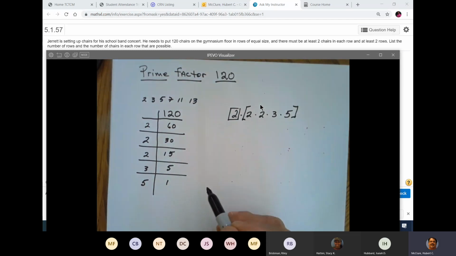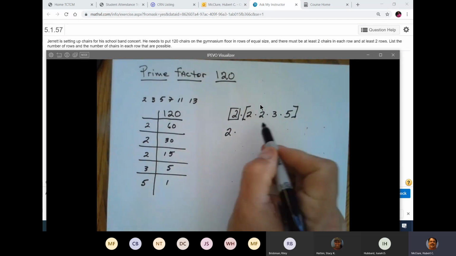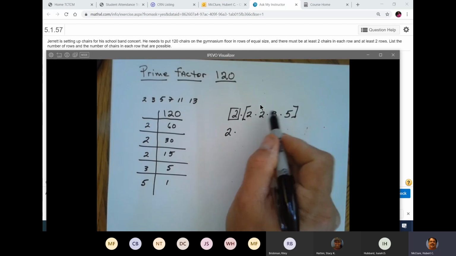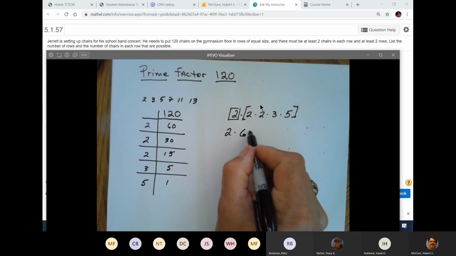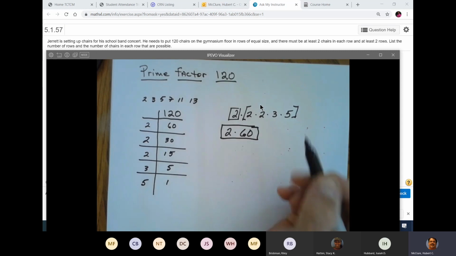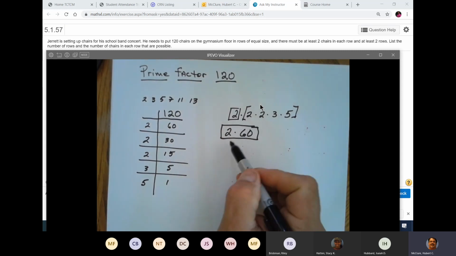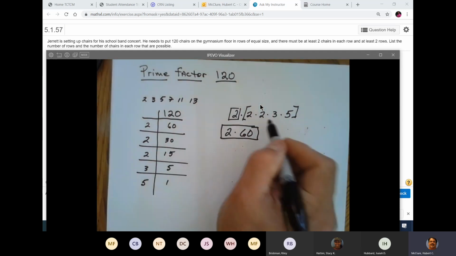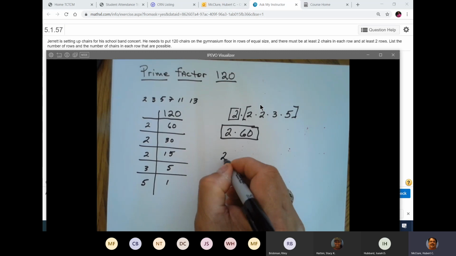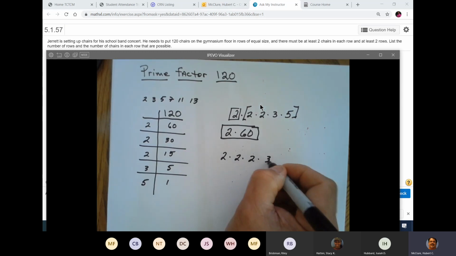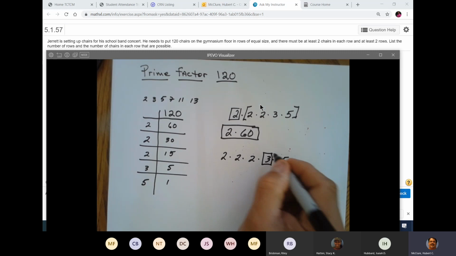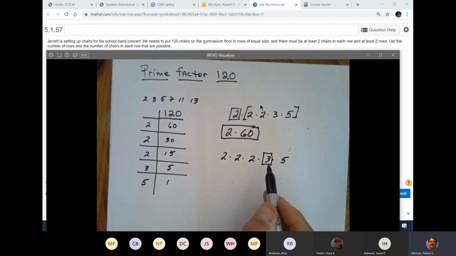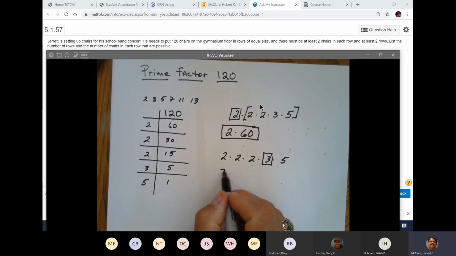Priority 1 message coming, and that's going to be 2 times, well, this is going to be 10 times, that's going to be 60. So that's one setup. Now you can't do 2 times 60, 2 times 60, and 2 times 60. Okay, so the 2's are out. Then you go, okay, well, what about the 3? So we go 2 times 2 times 2 times 3 times 5. So let's hold the 3 because 3 is at least 2, isn't it? Yes. So there's 3 chairs in a row. And what's left? Well, that's 8 times 5. That's 3 times 40.